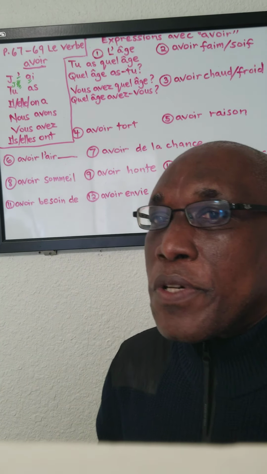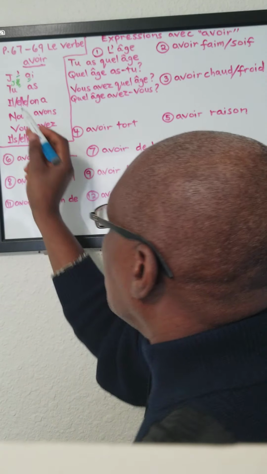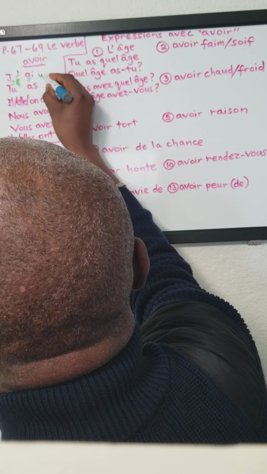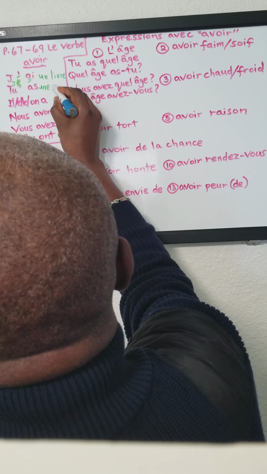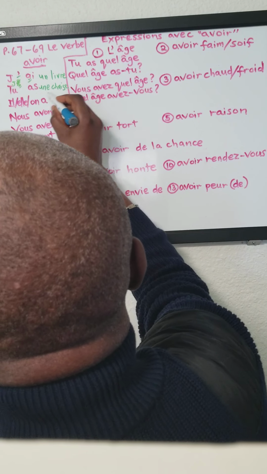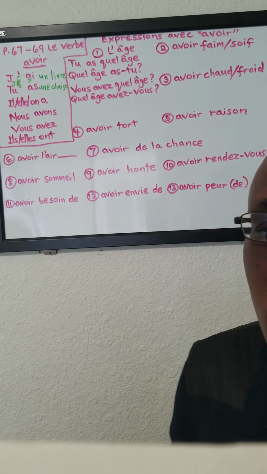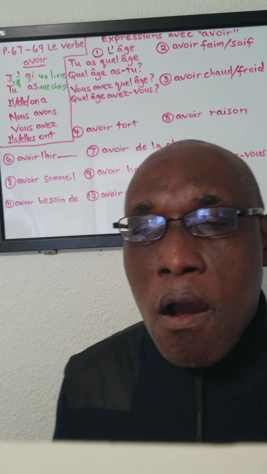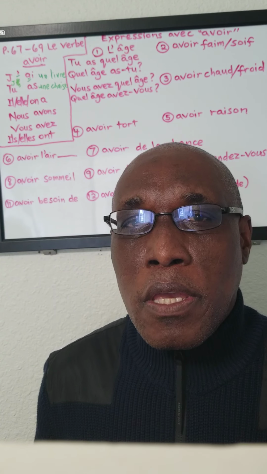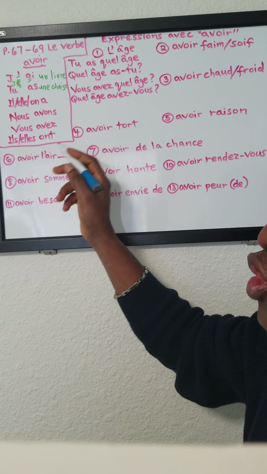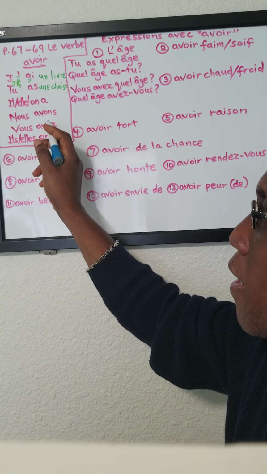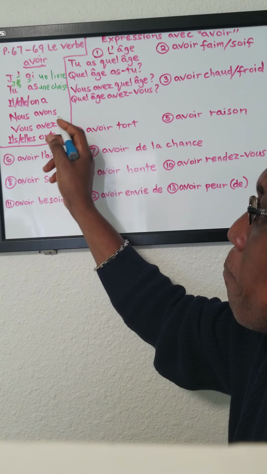Okay. So, if you want to say, I have a book, you do your je and then you add your book. J'ai un livre. Tu as une chaise, you have a chair. Il, elle, on a un bureau. He, she, one has a desk, bureau. Vous avez un dictionnaire. Nous avons un professeur, we have a professor, we have a teacher. Ça va?